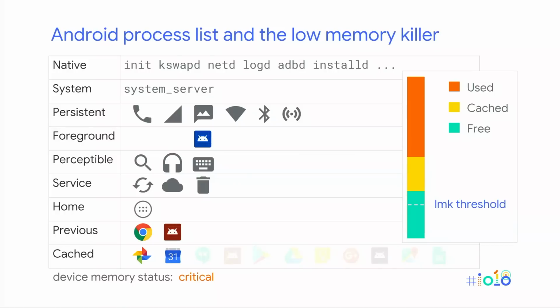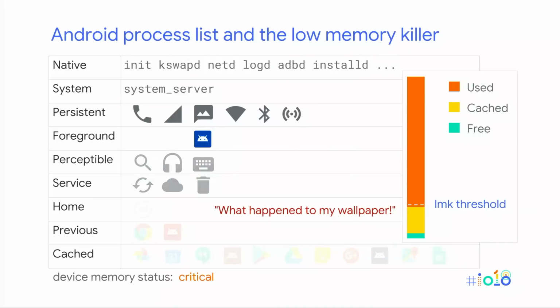If the running processes continue to use more memory, though, the low memory killer is going to have to kill more processes. Eventually, it's going to end up killing the home app. At this point, the user's going to ask, well, hey, what just happened to my wallpaper? Because when they go home, it's going to be a black screen for a few seconds before the wallpaper starts up again. If it's even worse, maybe a perceptible process is killed. The user's going to say, hey, what just happened to my music? I was listening and it just stopped.